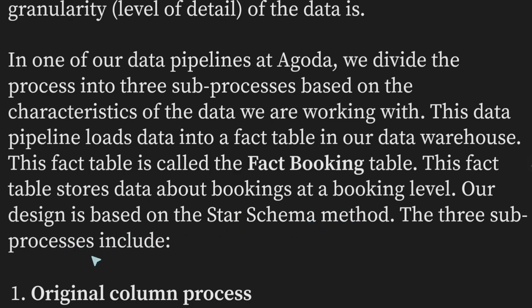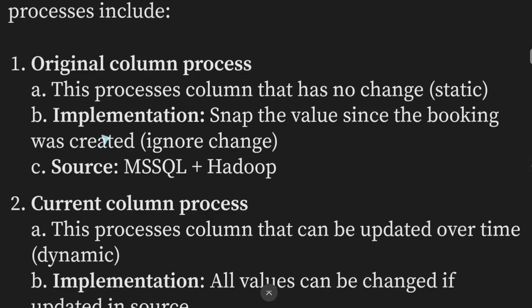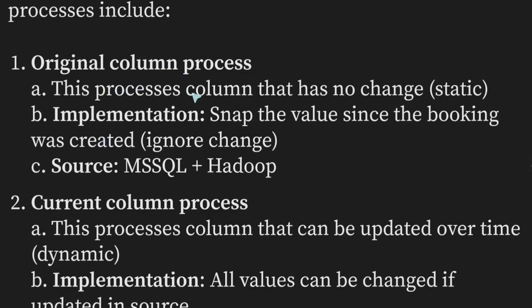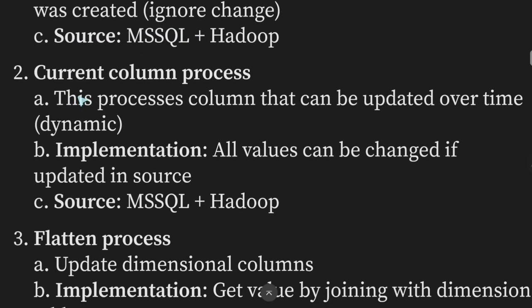The 3 sub-processes include: 1. Original column process. This process handles columns that have no change, static. Implementation: snap the value since the booking was created, ignore change. Source: MS SQL plus Hadoop. 2. Current column process. This process handles columns that can be updated over time.